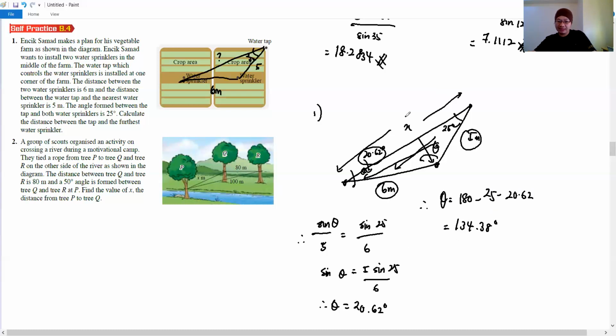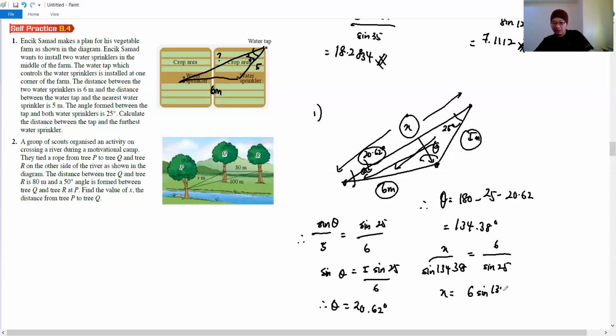We want to find x. So how to find x? Now you need to check the pairing again. So 134 is pairing with x, right? So x over sine 134.38 equals the next pairing. Okay, for the next pairing you can choose 25 with 6 or 20.62 with 5. So I choose 25 with 6, so 6 over sine 25.